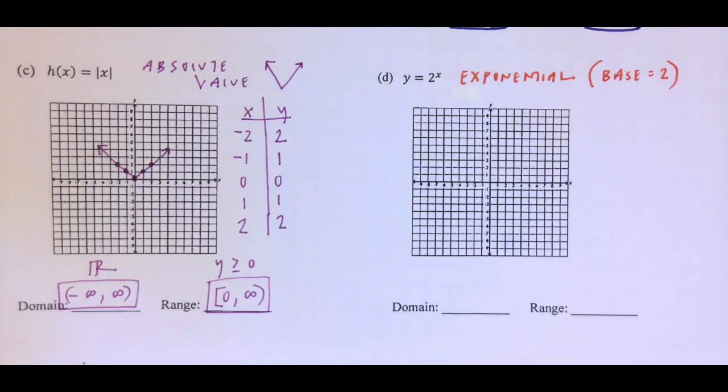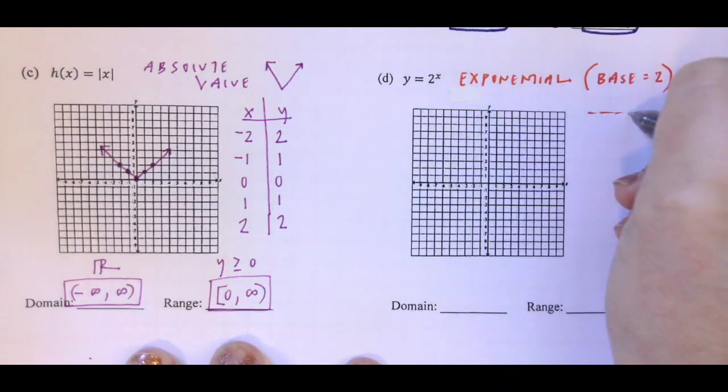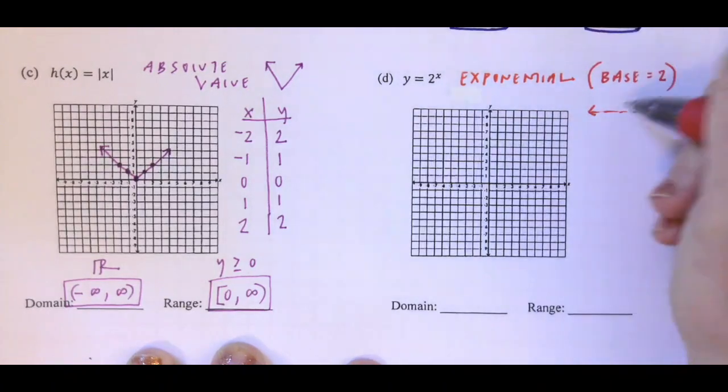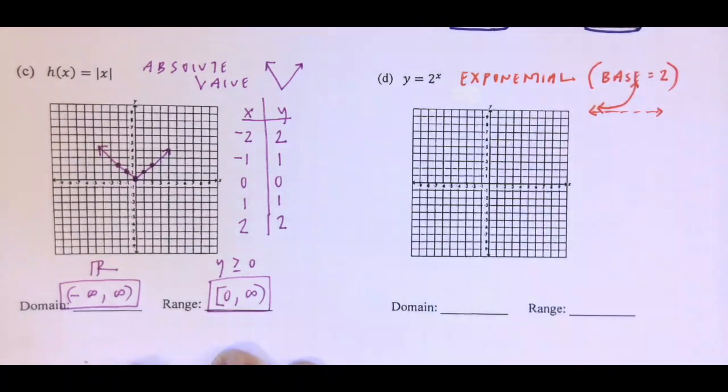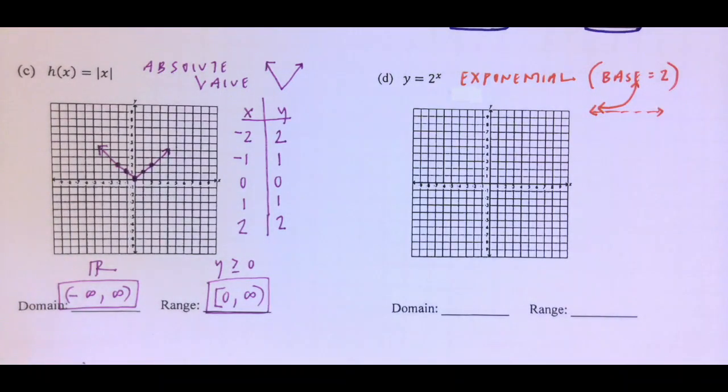We can make it 10. We can make it 1/2. It can really be anything, just not 0 or 1. So here when I picture this, I'm picturing an asymptote, and then I'm picturing my curve that goes like this. That's my visual for an exponential function.